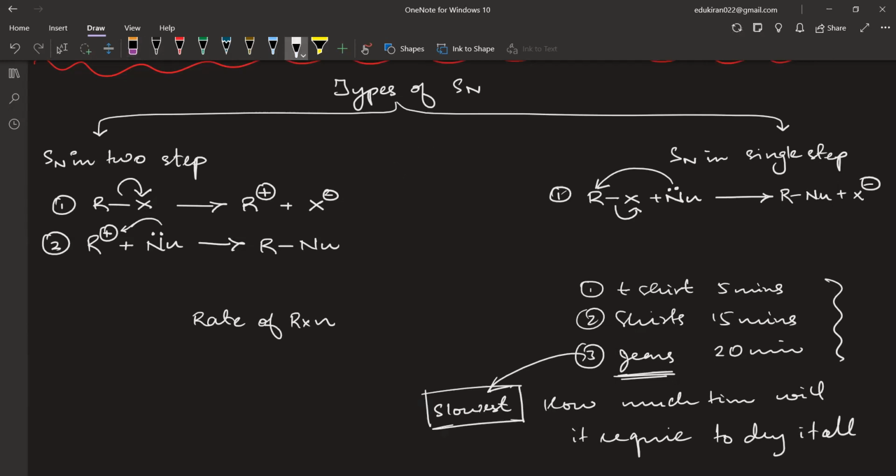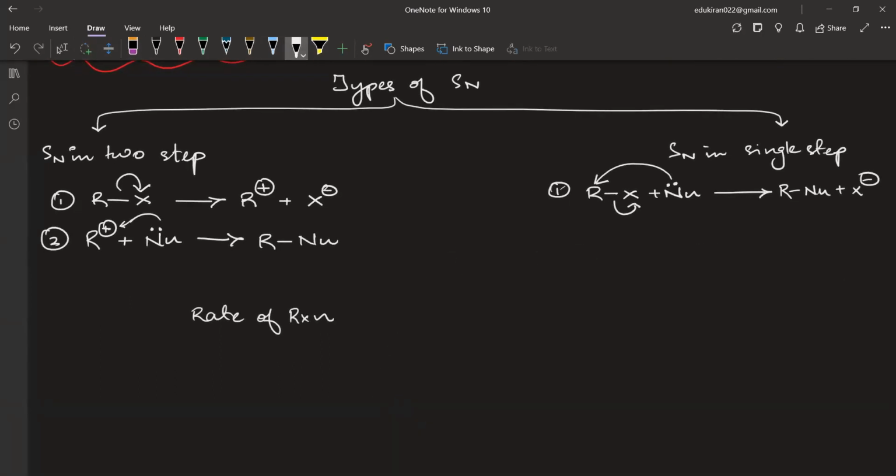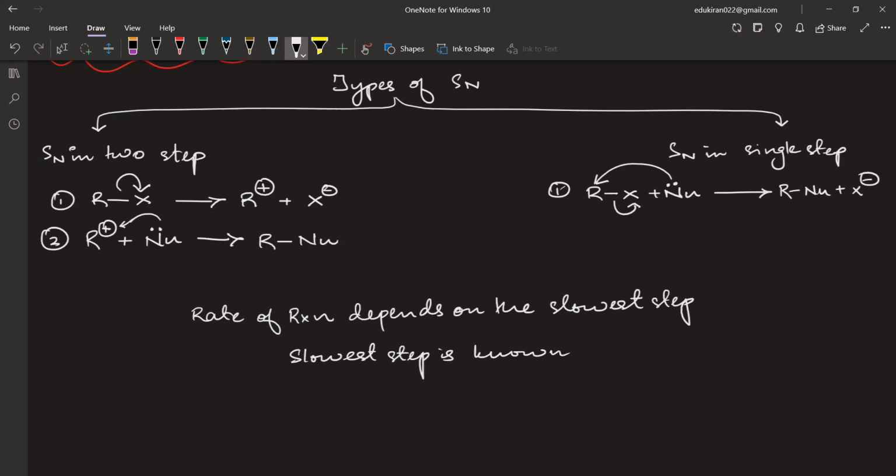We will say that this is our first. Wait a second, let me clear this up and then we will write. So rate of reaction is what? Rate of reaction depends on the slowest step. And the slowest step is known as the rate determining step, RDS.